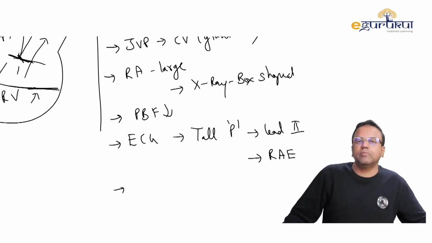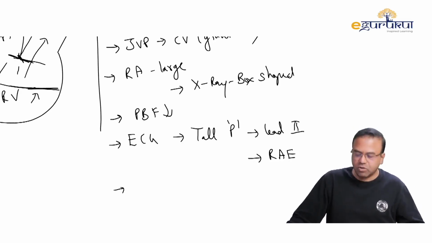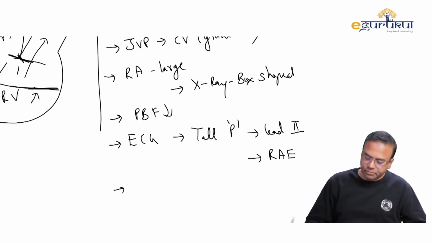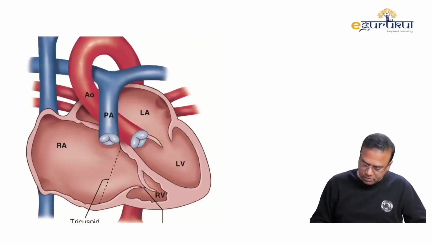Also, the echo obviously is going to be confirmatory, which is going to show that part of the ventricle is now part of the atria. It's called the atrialized right ventricle. All these are important features for understanding Epstein's anomaly. You can see the image over here.